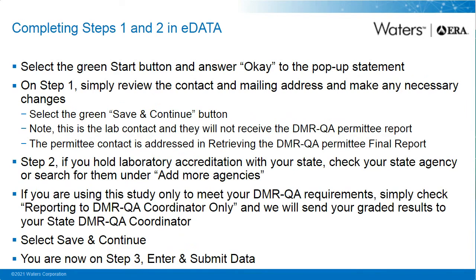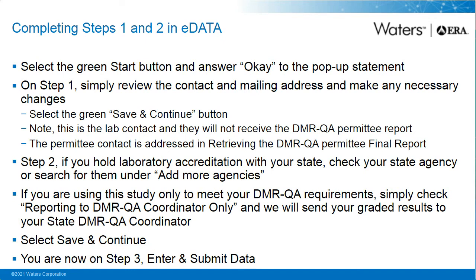Now for the actual data entry. On the home page, select the green Start button for your study and answer OK to the little pop-up statement. Step 1 is named Enter Mailing Address, but simply review the information on the page and make any changes you need. Then you select the green Save and Continue button down at the bottom.